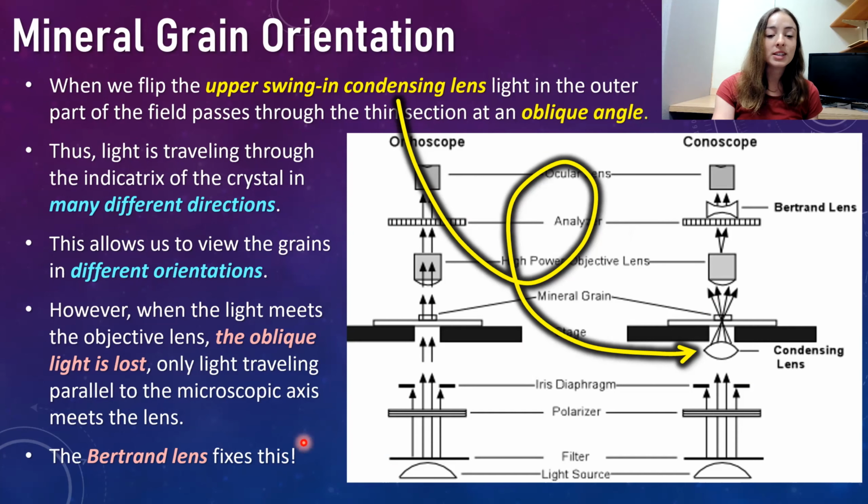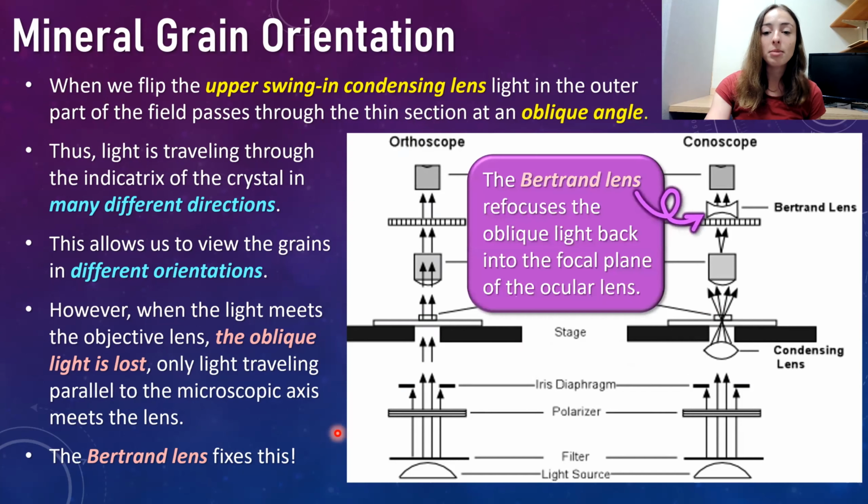This is where the Bertrand lens comes in. This fixes that problem. Basically, the Bertrand lens refocuses the oblique light back into the focal plane of the ocular lens, and we can then see what's going on when that oblique light passes through the thin section, rather than just the boring old parallel light that passes through that thin section.